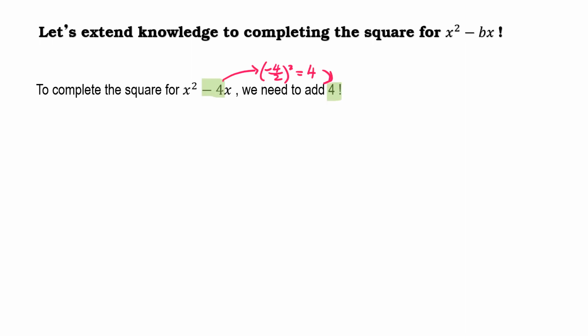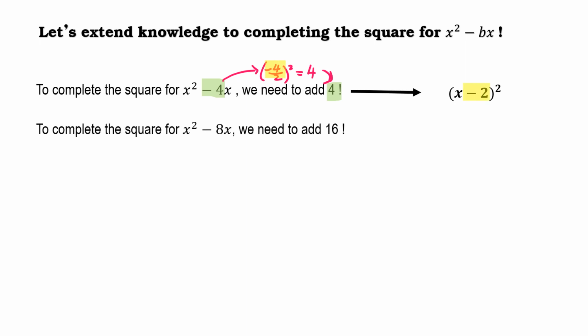Okay, so we're going to extend the knowledge to completing the square for x squared minus bx. Just now what we have done is only for x squared plus bx. So if x squared minus bx, what do we do? We still do the same. We concentrate on the coefficient of x. In this case here, of course, the coefficient of x is no longer positive 4, it's negative 4. So we add (negative 4 over 2) squared. And for x squared minus 8x, we add (negative 8 over 2) squared.